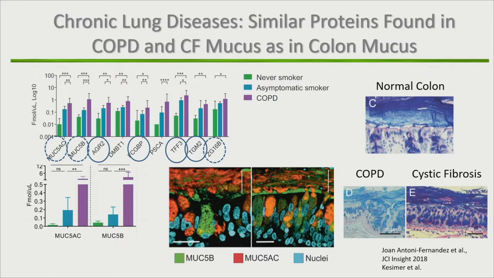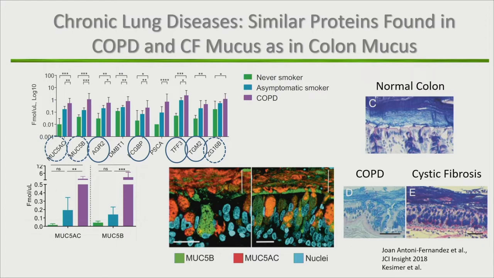And in fact, we and Kesemer have worked on mucus from COPD patients and CF patients. The interesting thing is that there are a number of molecules here which we normally don't see in the lung. We don't see them in the normal lung. On top of that, the amount of mucus, especially MUC5AC, increases.